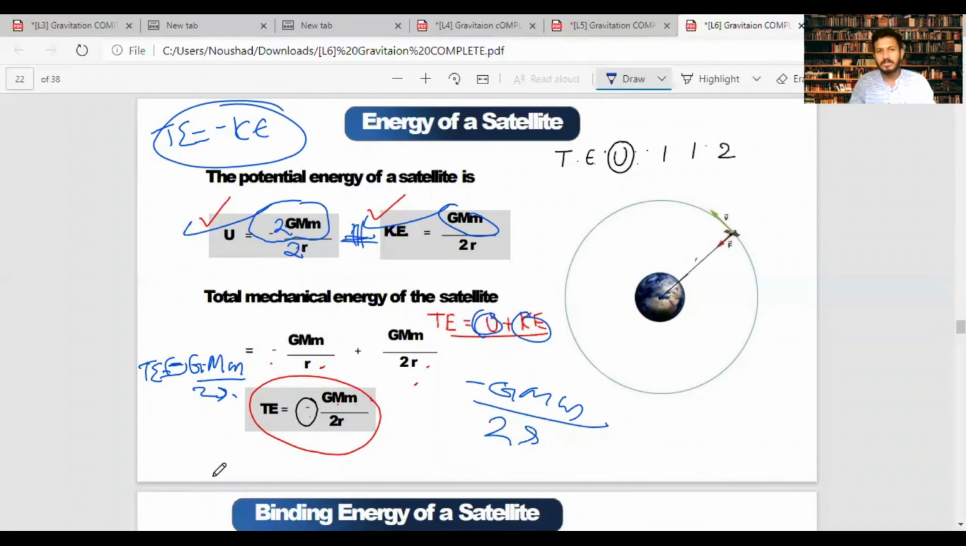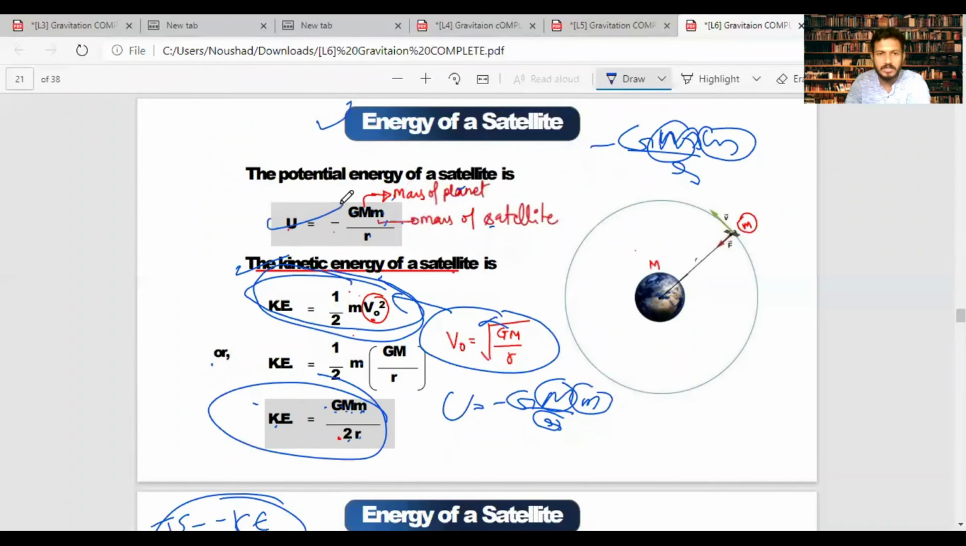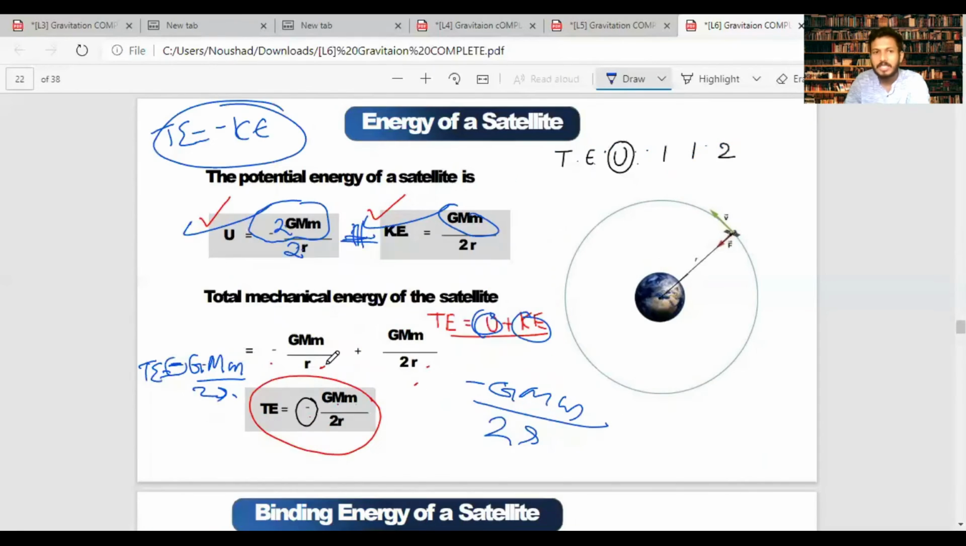Listen, dear students, we have already found the potential energy and the kinetic energy. Just notice the equations and sum these two. How can we sum them? Put it here and here. The denominators are the same, so adding together, we get minus GMm by 2r.